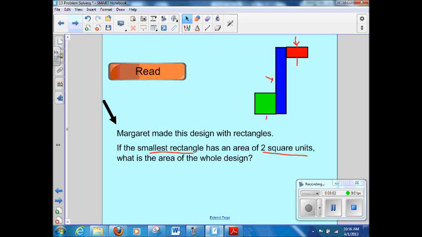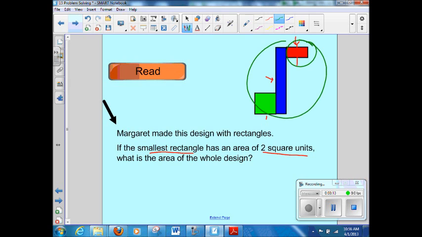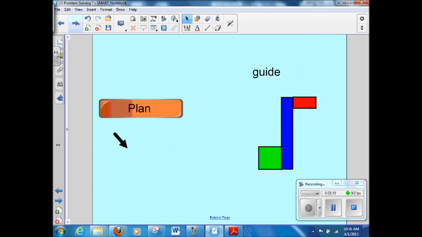What is the area of the whole design? Okay, so that means I want to know not just the area of this, but I need to know the area of the whole thing. Okay, reading is critical. I need to understand what they're asking me. Let's go on to the next step.